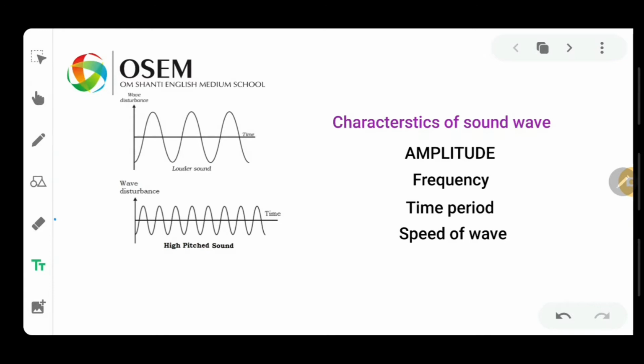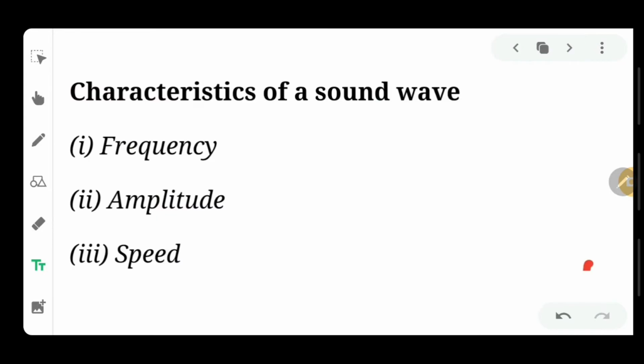This is the third part video for chapter number 12, that is sound. So in today's video we'll learn about characteristics of sound wave, and this topic is already covered in your class 8. Okay, so let's begin this chapter, and we'll know what all parameters are included in characteristics of sound wave. So it's nothing but very familiar parameters, that is amplitude, frequency, time period and speed of the wave. So let's begin today's video.